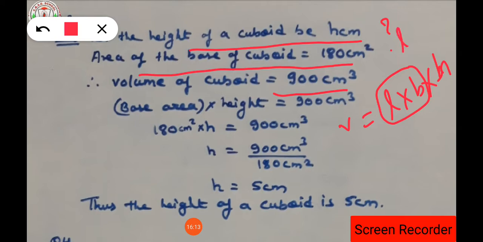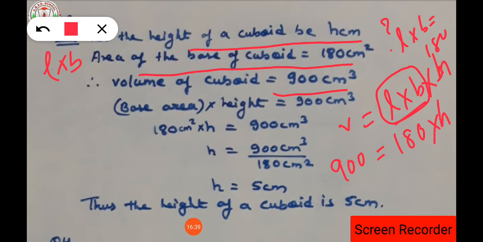So the value in the question we can write here, the value of L into B is equal to 180. So the value of L into B, that is called the base area, is given as 180 centimeter square, and the volume is given as 900 centimeter cube. So in place of L into B, we can substitute the value 180, since it is given in the question itself, into H, whose value we have to find.